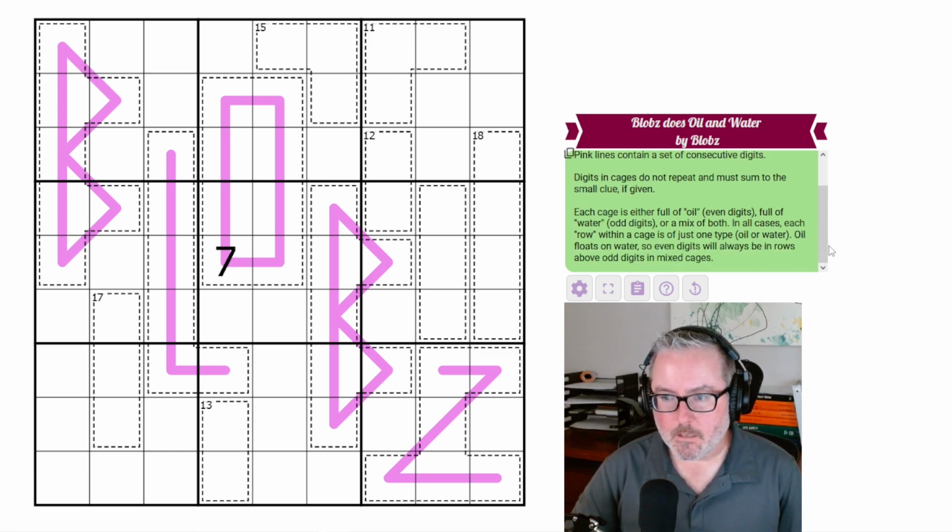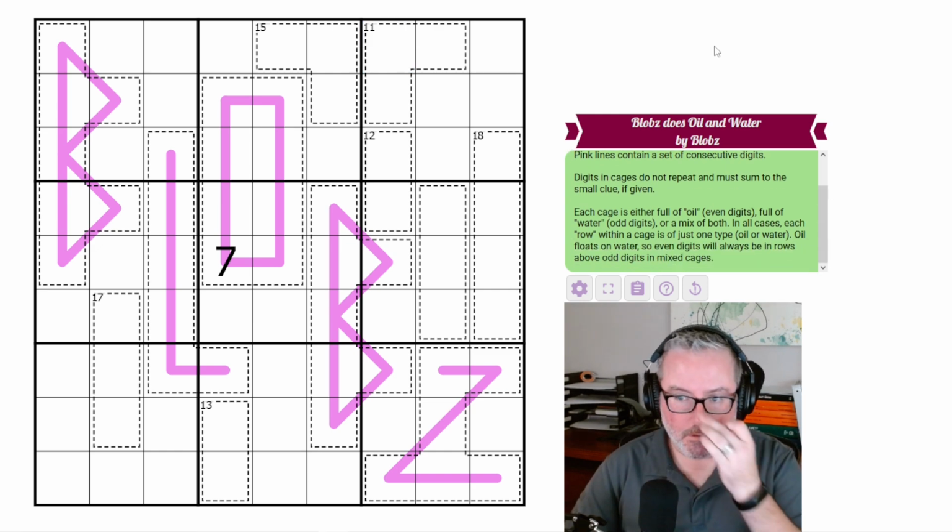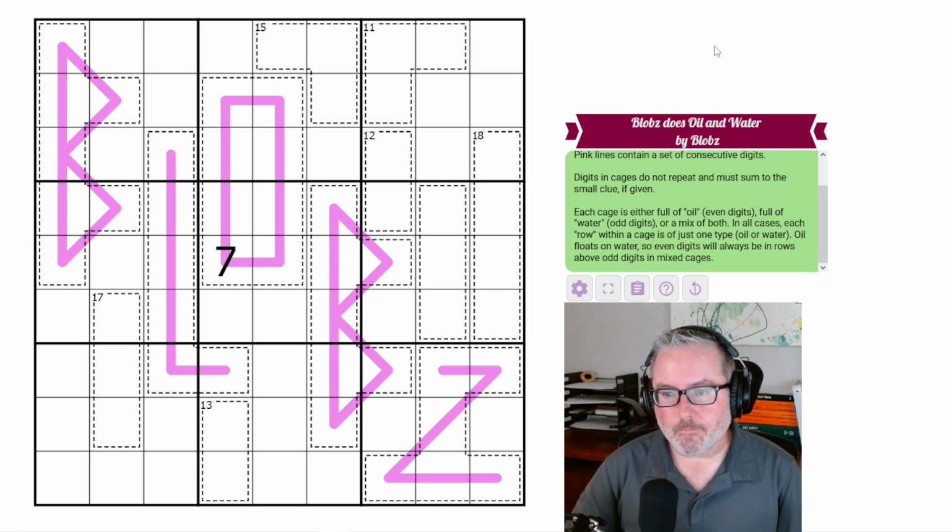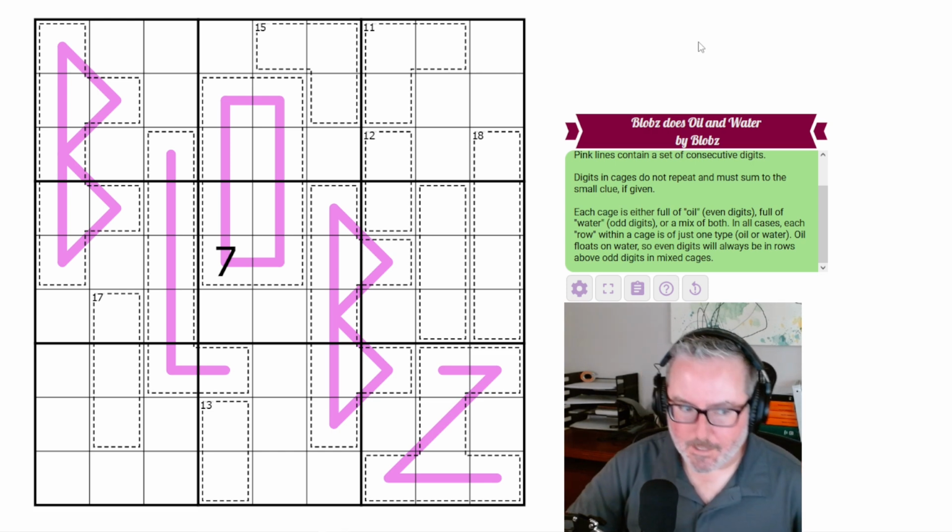Then we've got the main portion of our rule set here. So each cage is either full of oil, even digits, full of water, odd digits, or a mix of both. In all cases, each row within a cage is just one type, oil or water. Oil floats on water, so even digits will always be in rows above odd digits in mixed cages.